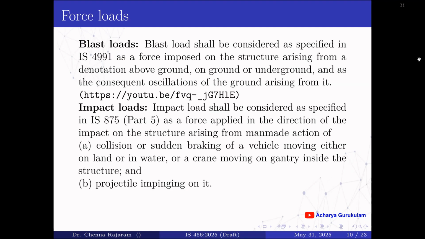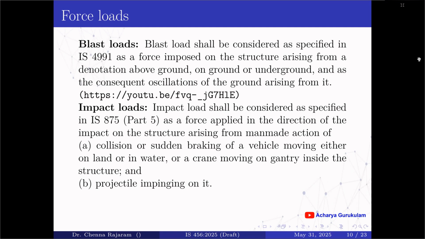Blast load shall be considered as specified in IS 4991 as a force imposed onto the structure arising from detonation above the ground, on the ground, and under the ground, and the consequent oscillations of the ground arising from it. The blast load calculation procedure is given in the below link.